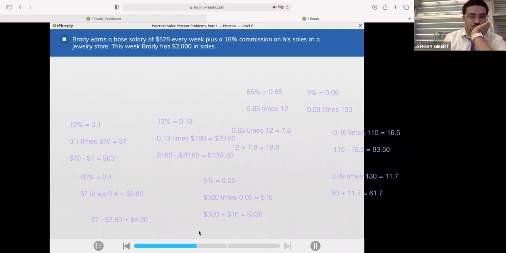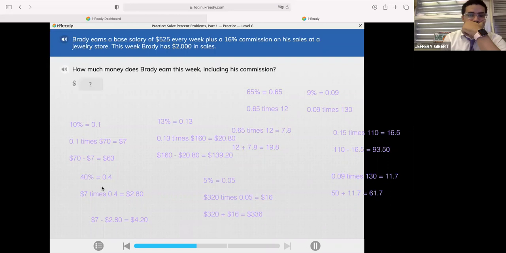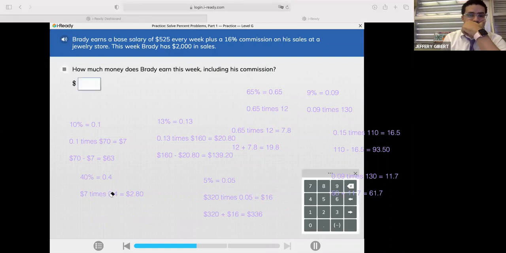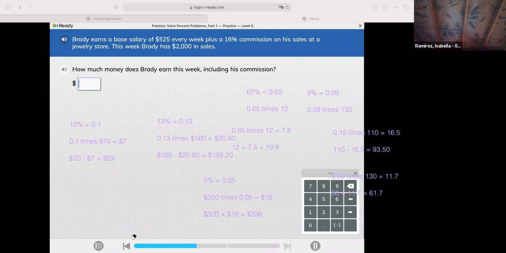Brady earns a base salary of $525 every week plus a 16% commission on his sales at a jewelry store. This week, Brady has $2,000 in sales. How much money does Brady earn this week, including his commission? All right. Isabella, do you know how to solve this one? Yes. All right. How do we solve this?